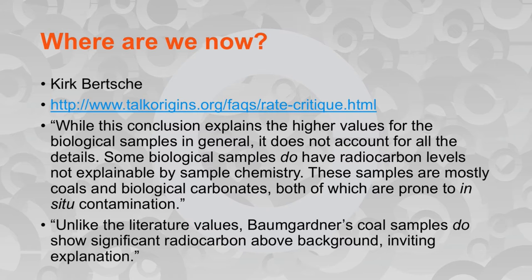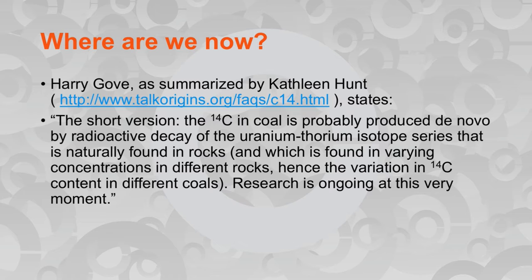Which ones is he talking about? Well, specifically, he's talking about the Baumgartner coal samples, which do show significant radiocarbon above background, inviting explanation. So his explanation is that somehow the coal got all contaminated. Now, it has to be contaminated in the last 6,000 years or something like that, because otherwise it decays too. You can't contaminate it over millions of years.